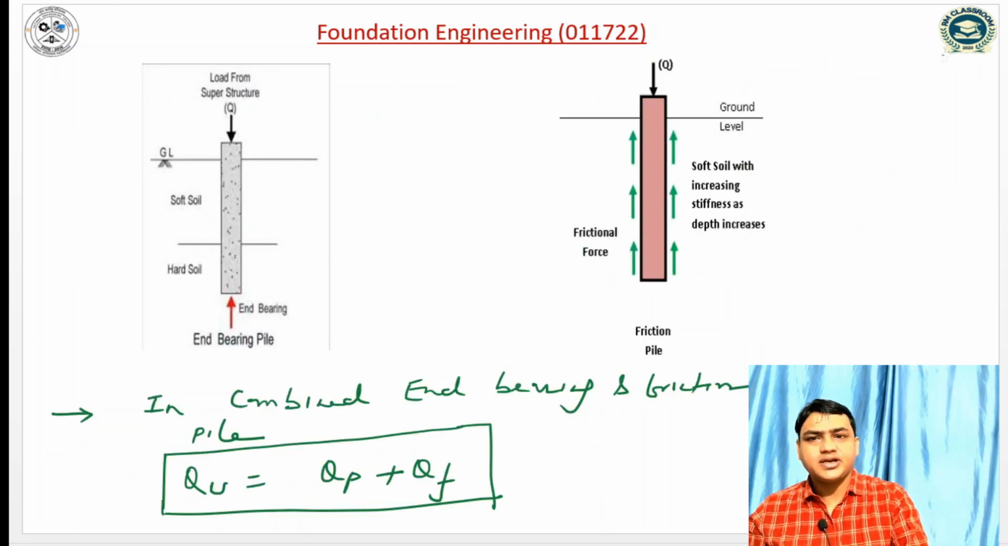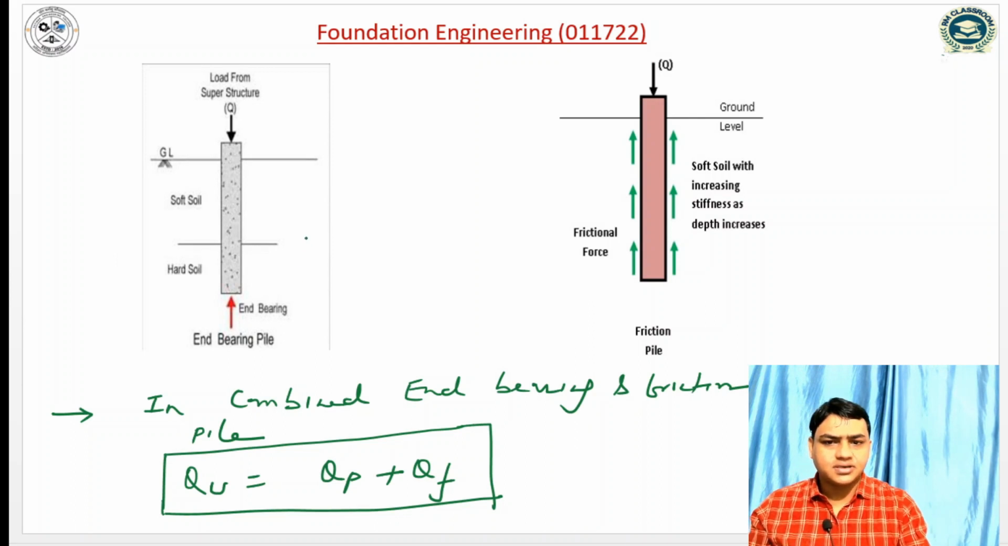We can see here the various piles. This is the end bearing pile. We can see that the load is taken by the toe of the pile, and accordingly the ultimate load is equal to only, let us assume, QP. So QU is equal to QP. Similarly, in friction pile we can see that the load is carried by the frictional force. And in combined pile we can write a combination of both end bearing and frictional resistance.